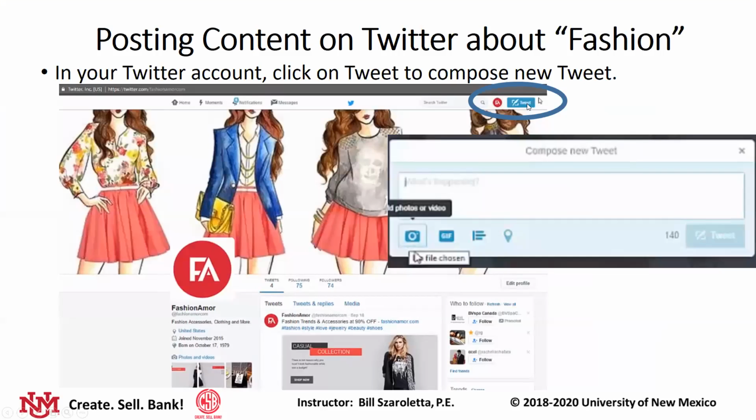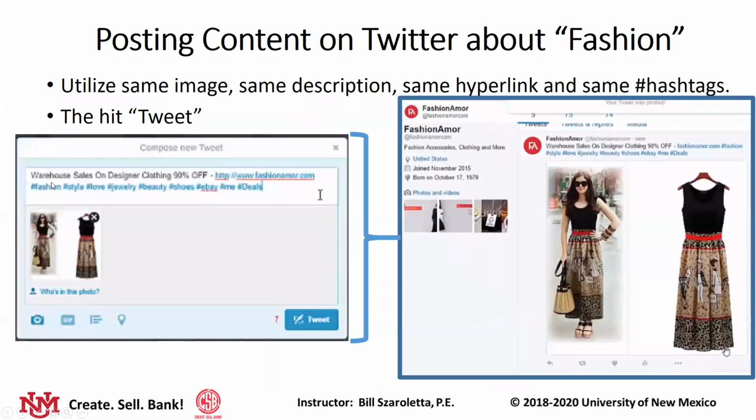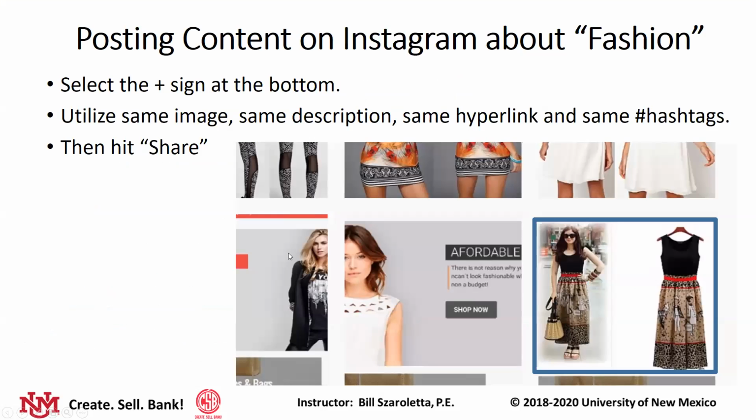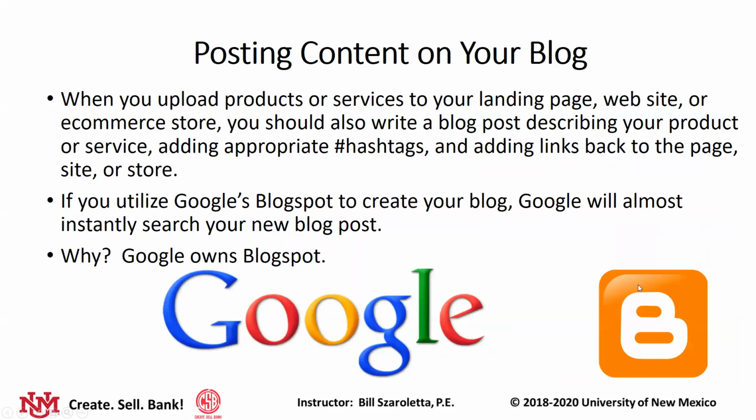Now on Twitter, you can tweet, you can post a new tweet, and you put it together in the same thing. Or you can change it up, same image, same text, and go post it. Instagram, you hit the little plus button at the bottom of the screen, post it, and like I said, right now you can't take or upload photos from your desktop computer, and you can use the plus sign and put content up there from your phone.